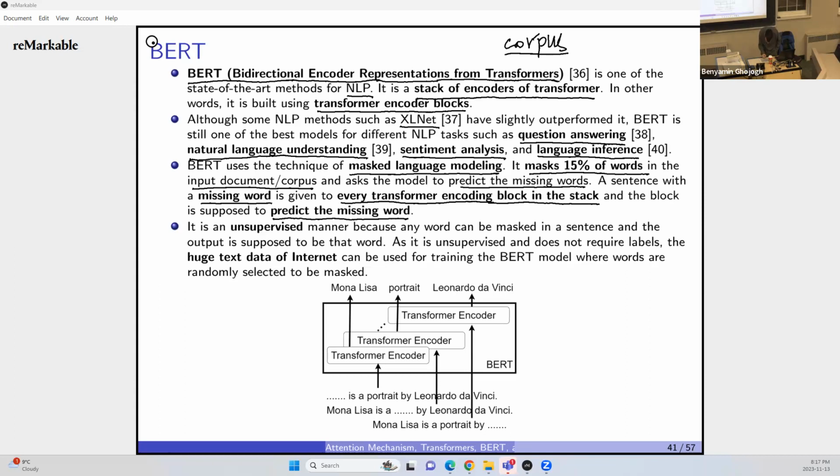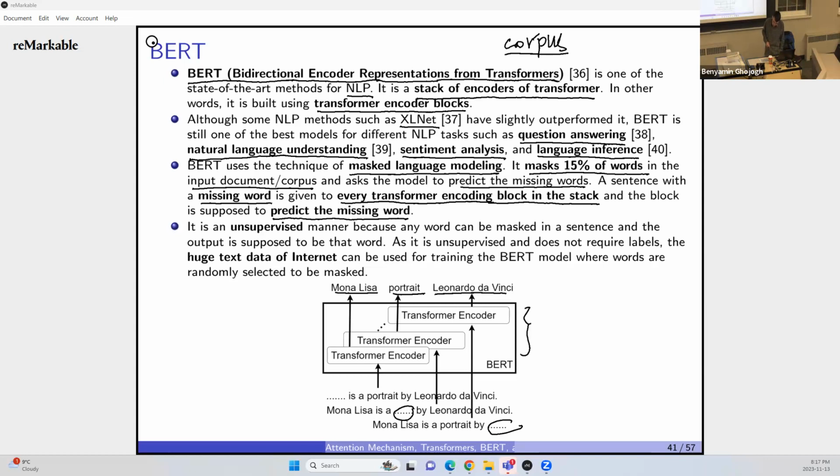For example, here, the sentence: Mona Lisa is a portrait by Leonardo da Vinci. Give it to the transformer encoder, and it gives Mona Lisa. Also, if you mask portrait, it gives portrait. If you mask Leonardo da Vinci, it gives Leonardo da Vinci, right? And it is a stack of transformer encoders, as you see.